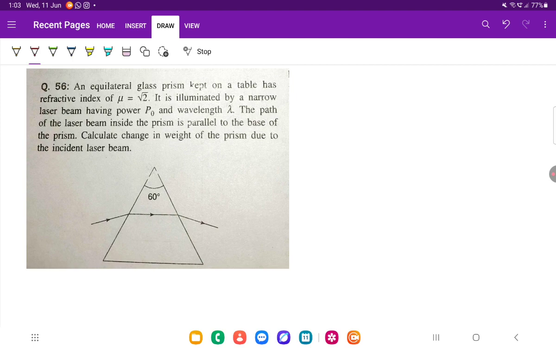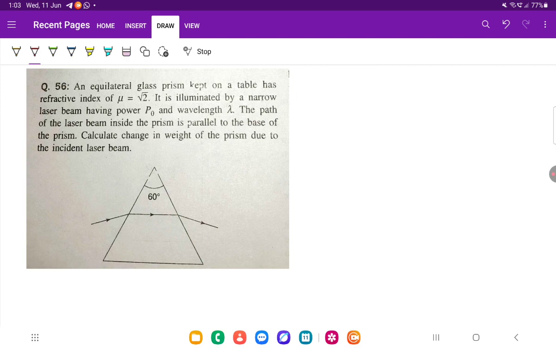Anyway, the problem states that an equilateral glass prism kept on a table has refractive index of mu equals root 2. It is illuminated by a narrow laser beam having power P0 and wavelength lambda. The path of the laser beam inside the prism is parallel to the base of the prism, so obviously it's a minimum deviation case. Calculate the change in weight of the prism due to the incident laser beam.